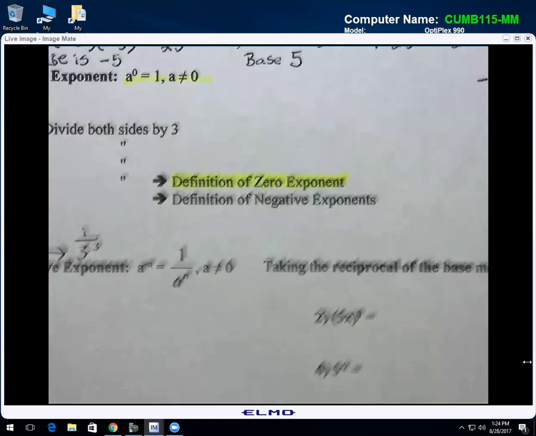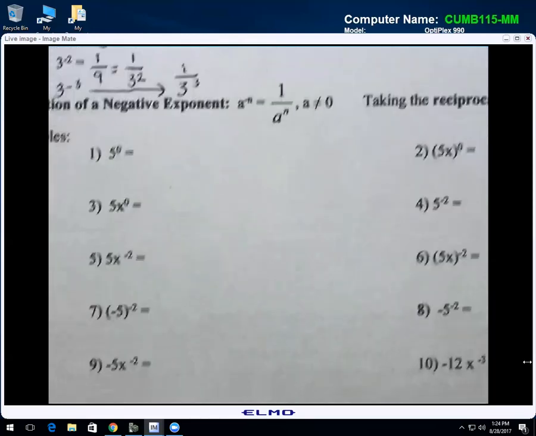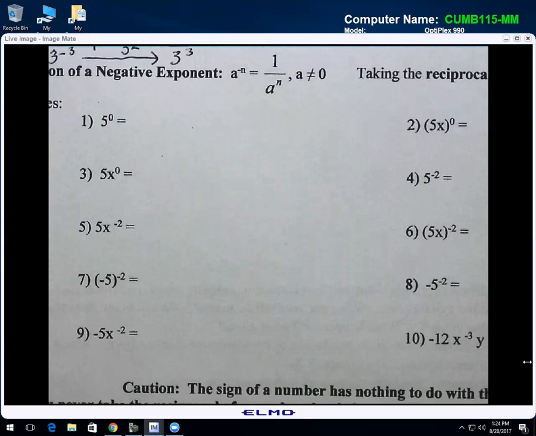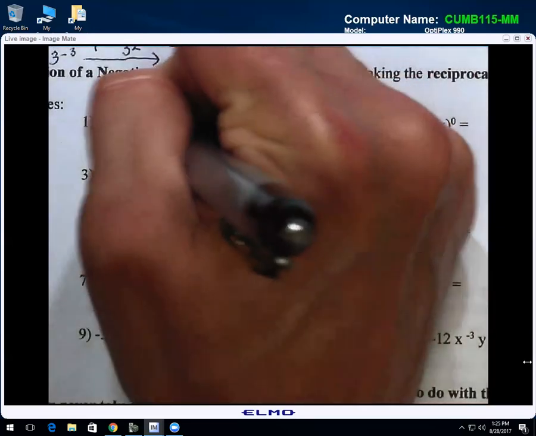These 10 examples are just going to make sure that you're paying attention to the base and you understand zero exponent and negative exponent. And notice, I don't know why I went like this, but this 1, 2, 3, 4 goes across instead of down. So what about number 1? 5 to the 0 is what? 1. Anything to the 0 is 1.